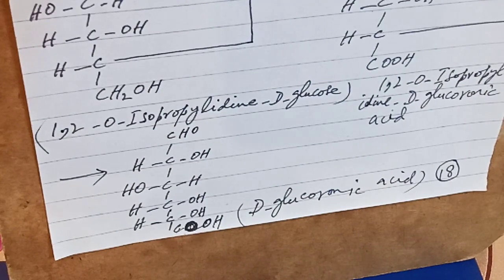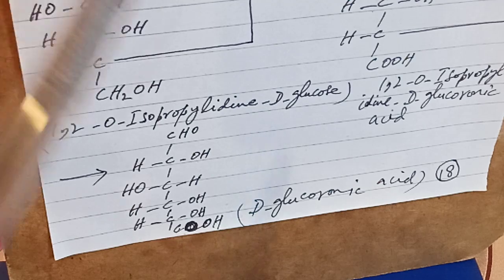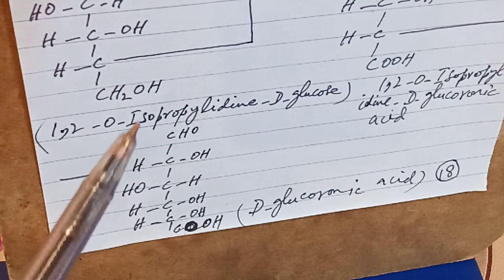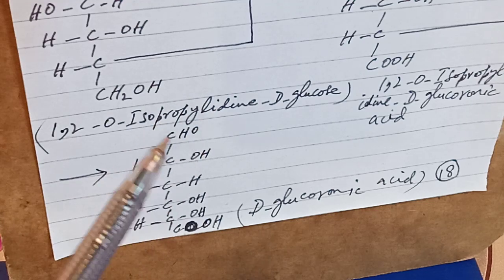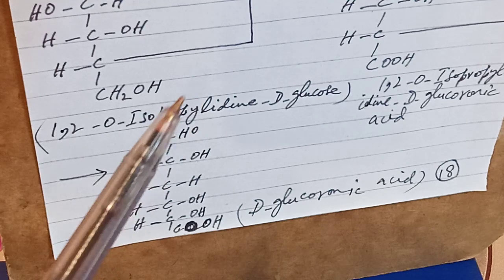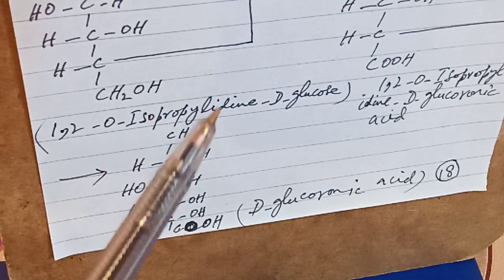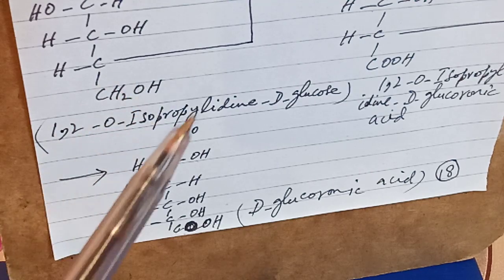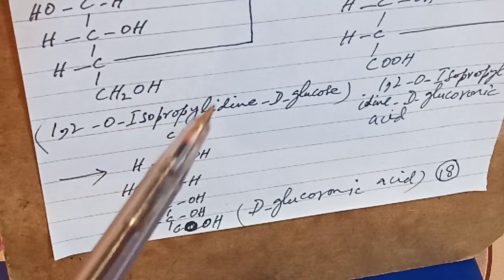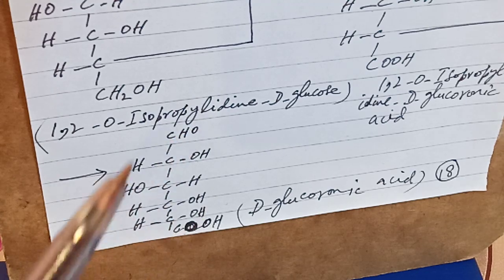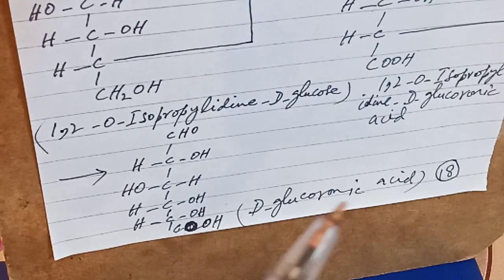And then, as a result, the CHO will be restored at the first carbon atom, because isopropylidene saved the aldehyde group structure. As I told you earlier, isopropylidene saves the aldehyde structure, and its reducing property will be gained again. So the next structure will be called D-glucuronic acid.